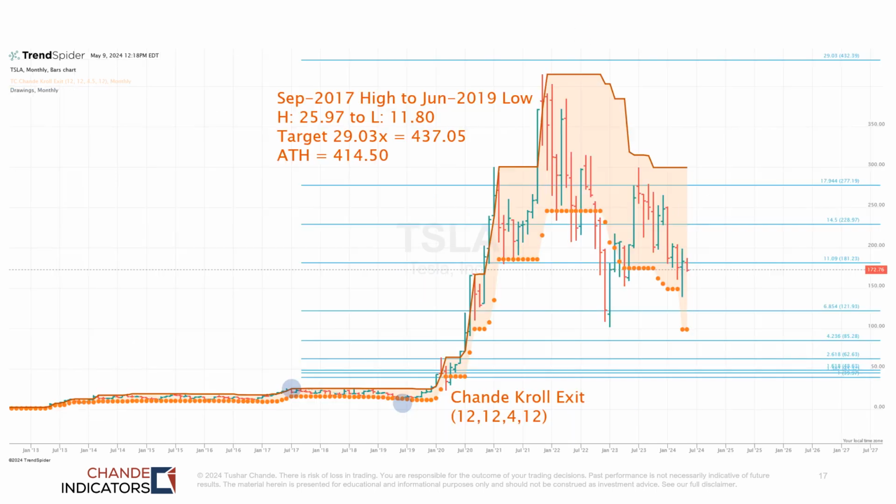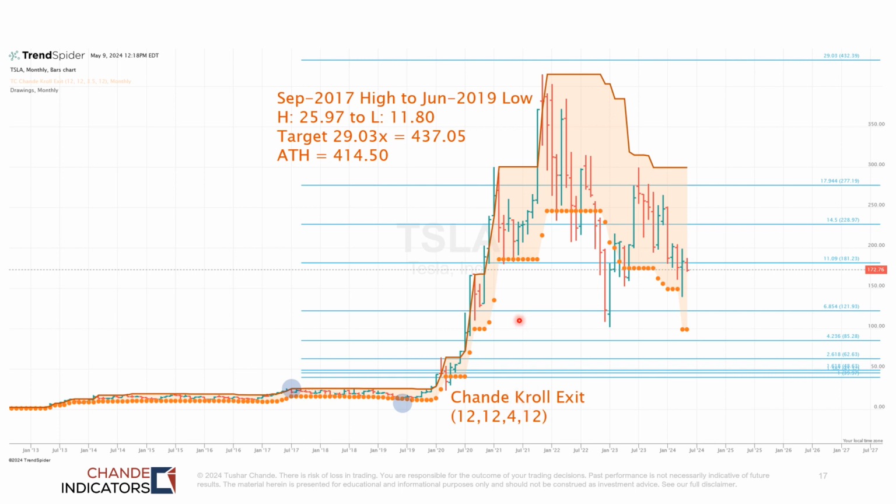Tesla again, but now monthly data with a linear scale. We're using the highs and lows in this region to give us the delta X. The move was almost 30 times delta X, so a humongous move. Again, trailing stop using the default parameters for the Chande Kroll exit.